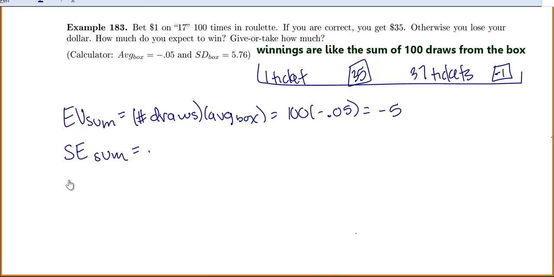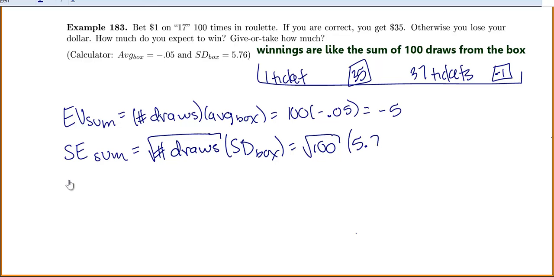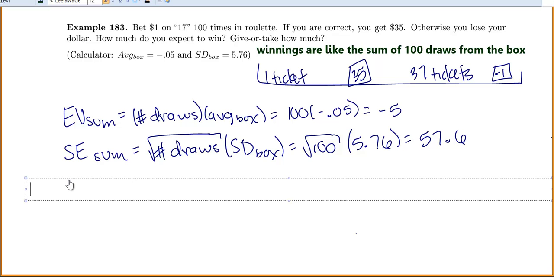Now the standard error for the sum is the square root of your number of draws times the standard deviation of the box. So this is the square root of 100 times 5.76, which gives me 57.6. That's a huge standard error. So what does this mean? We can expect to lose about $5, since it was negative winnings, but give or take $57.60.